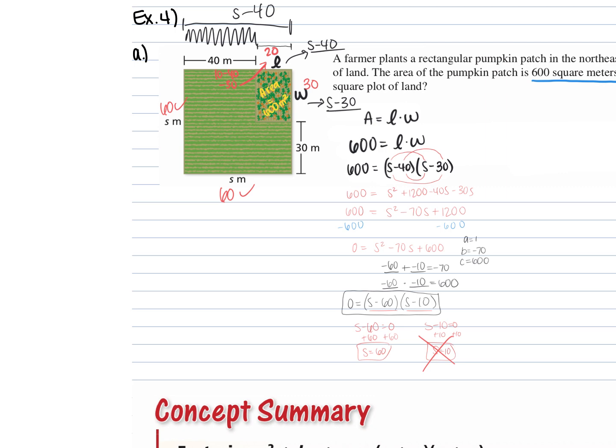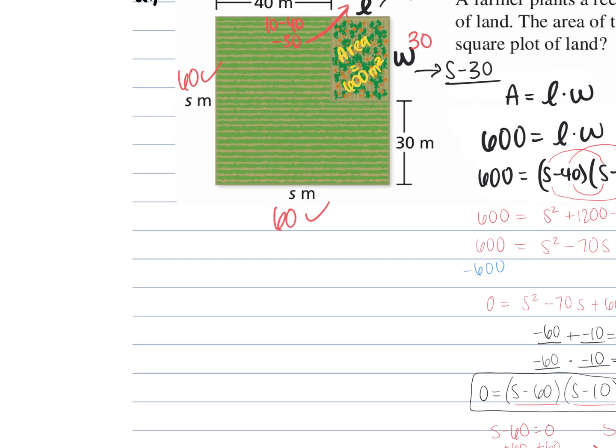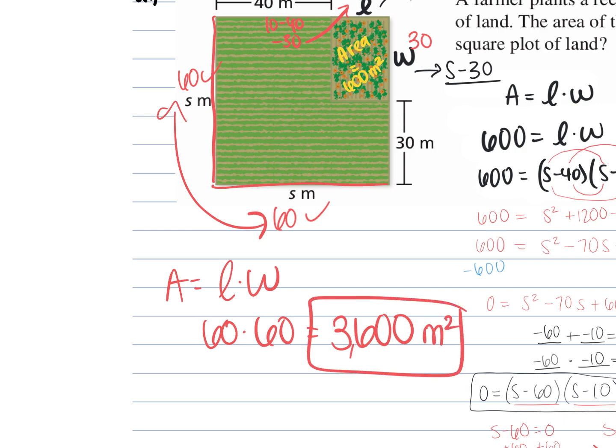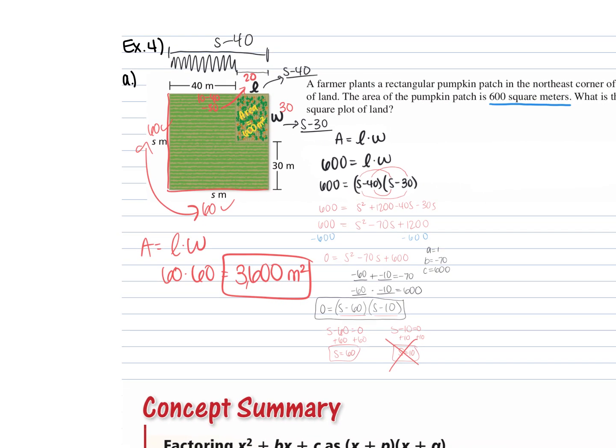So we know that the sides are each 60. Remember, the area is still length times width. But now we're taking the area of the entire field, the entire square plot of land. So we're going to take this 60, multiply it by 60. 60 times 60 gives me 3,600 meters squared. So that's the area of the entire plot of land. That's it.